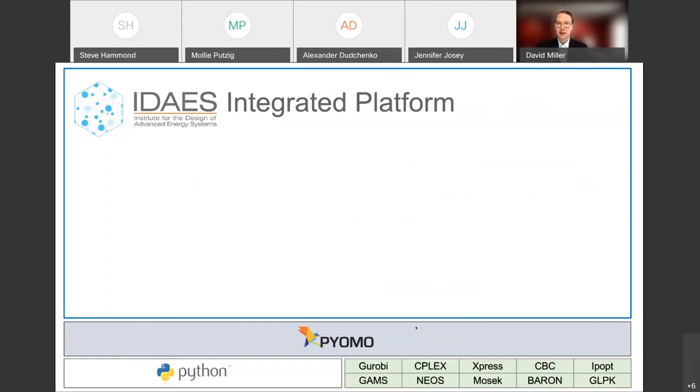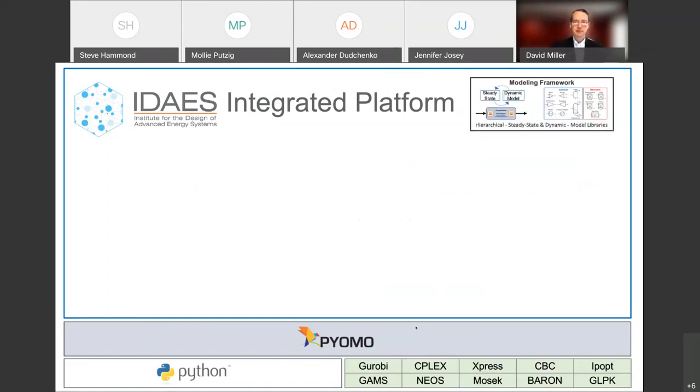Within IDEAS itself, there is a modeling framework that lets us build models for different types of technologies and different processes. And this is the key aspect of IDEAS that we're leveraging in order to build ProteusLib. It represents, in a hierarchical manner, steady state and dynamic processes. With these models, then, we can look at optimizing processes, and we have the tools and capabilities within the IDEAS integrated platform to do that design and optimization.